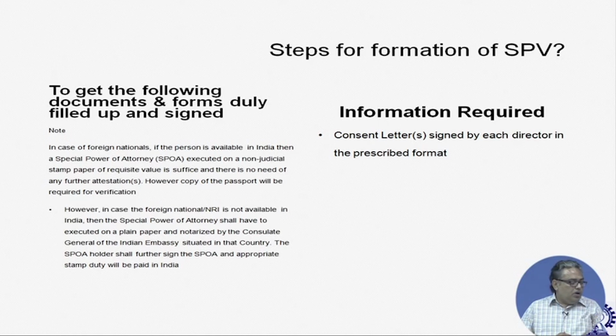Now, in case of an NRI as well as a foreign national, the special power of attorney shall have to be executed by the Consulate General of the Indian Embassy situated in that particular country. And in these circumstances, if you look at the other side, you need to give the consent letter from the director. That means the person who is going to be a director of that newly formed company.